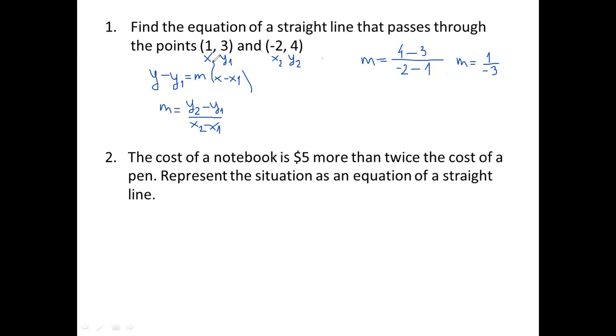Now I can use x1 and y1 as well, to plug it here, together with the m that I found, in order to find the line. y minus y1, which is 3, equals m, which is 1 over -3, times x minus x1, which is 1. So this is the equation, but it's kind of really long because it's not ordered. So we want to make it look better.